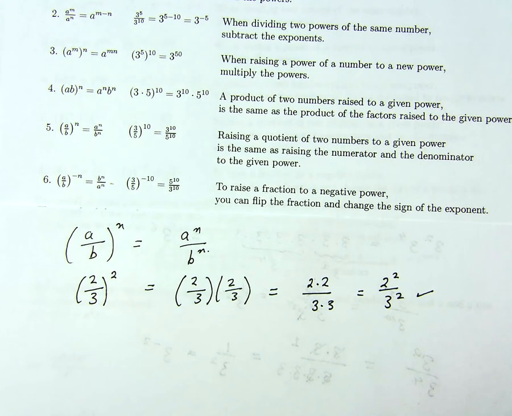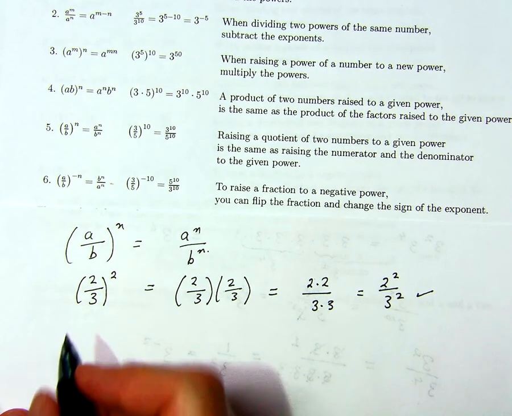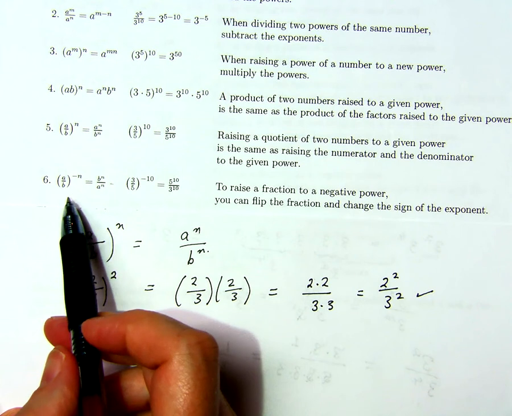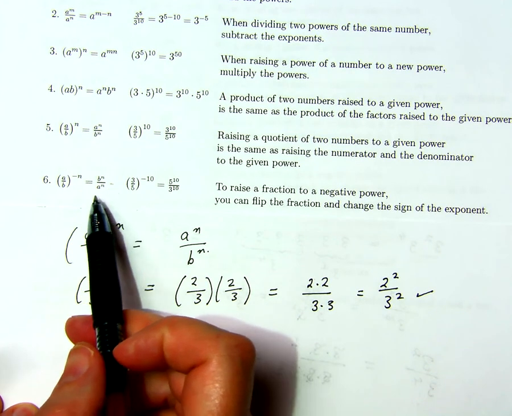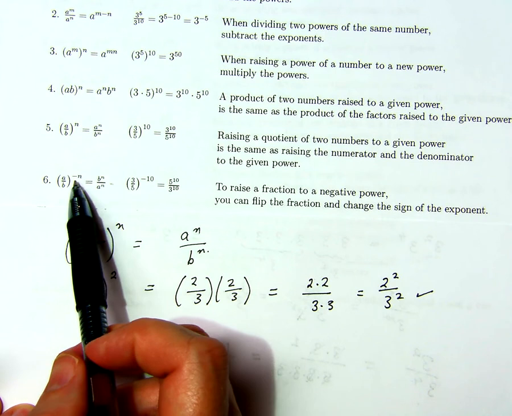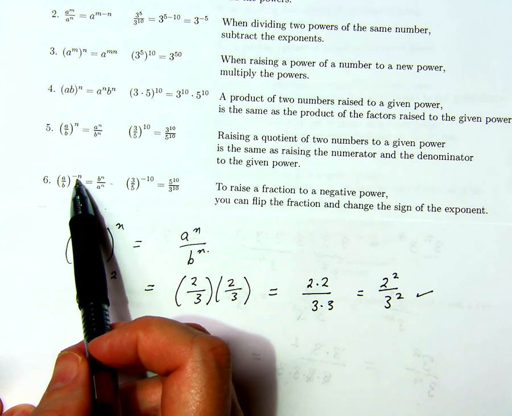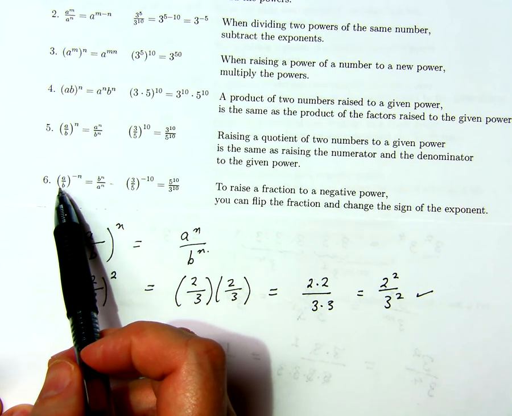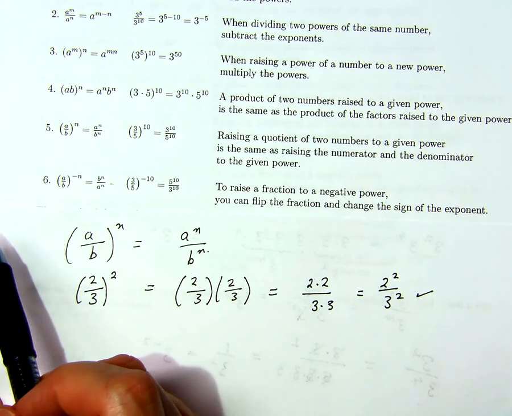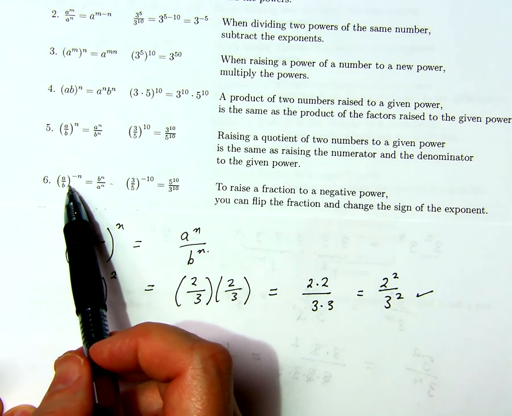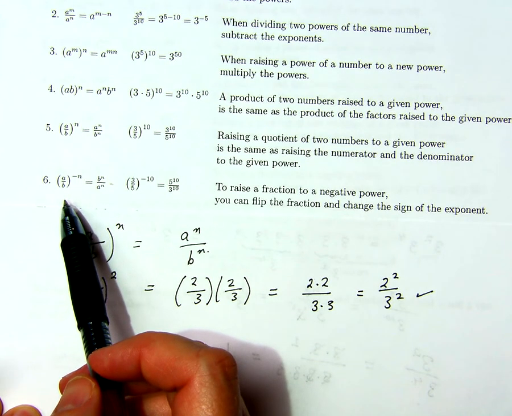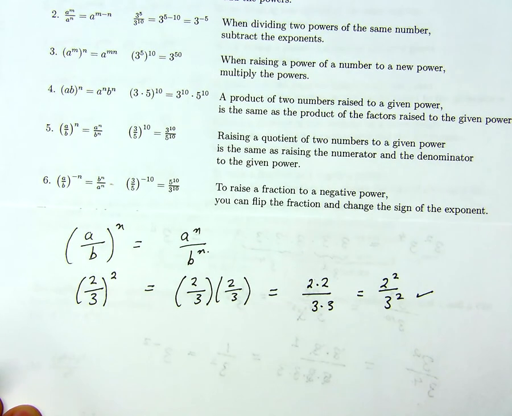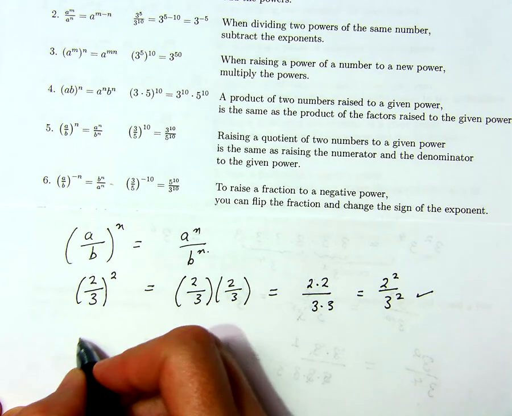And the sixth rule isn't really a rule, it's just a rearrangement of rule 5. And it says a over b to the minus n is b to the n over a to the n. So this minus here means that you're talking about 1 over a over b to the n, and that's a fraction, that's a to the n over b to the n, so when you invert that fraction you get b to the n over a to the n.